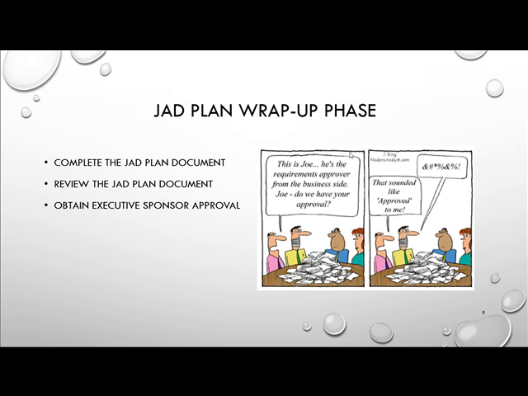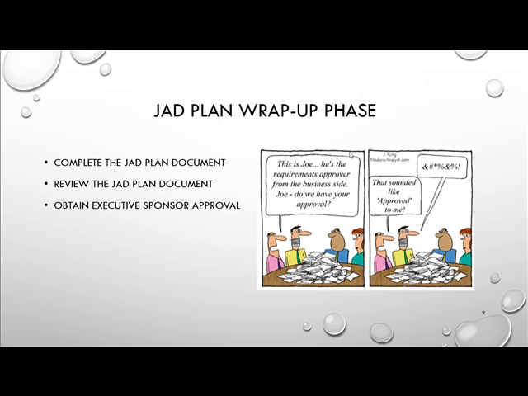Complete the joint application design plan document. The analyst transforms the product of the session phase into a specifically formatted document. Review the joint application design plan document. The documentation produced by the analyst in the above step is provided to all participants of the session for their review and comments. Any comments that result in changes are reviewed and discussed in a separate meeting in order to come to a consensus.